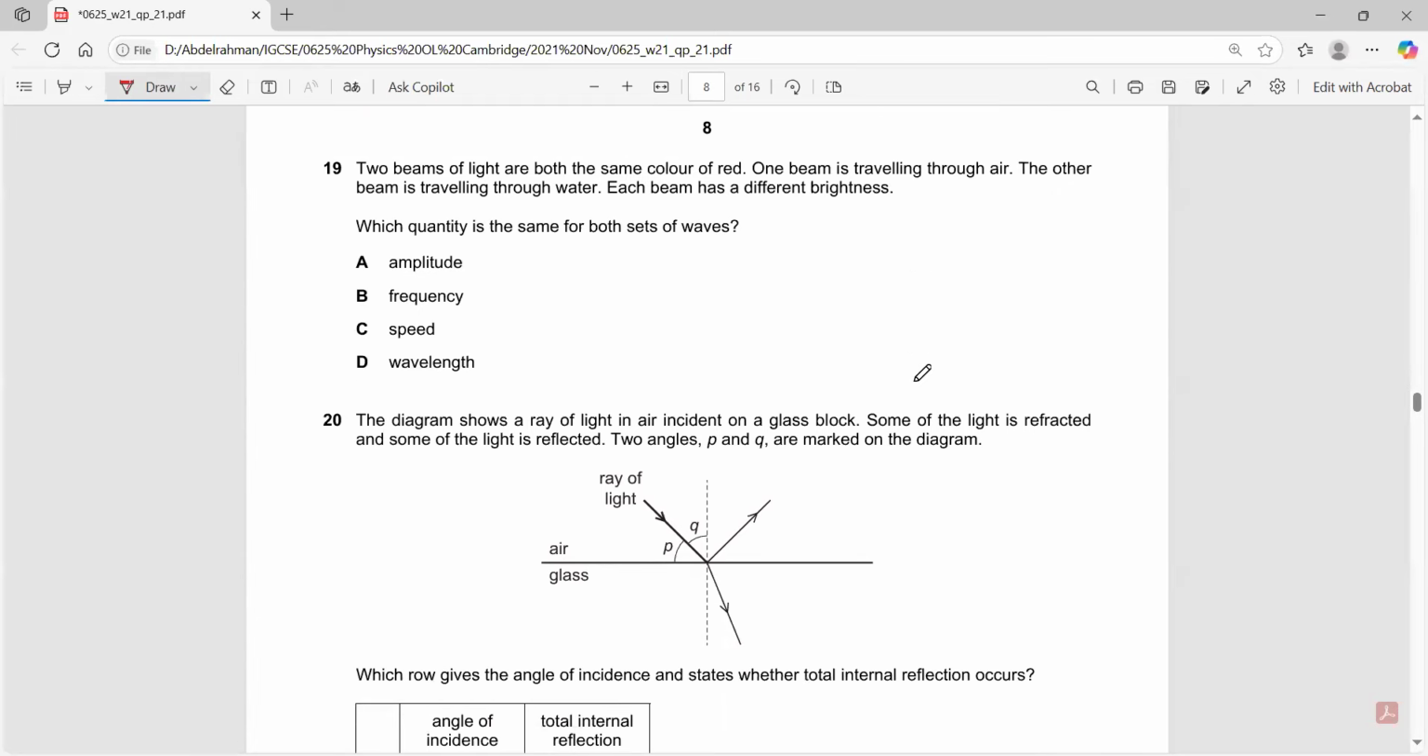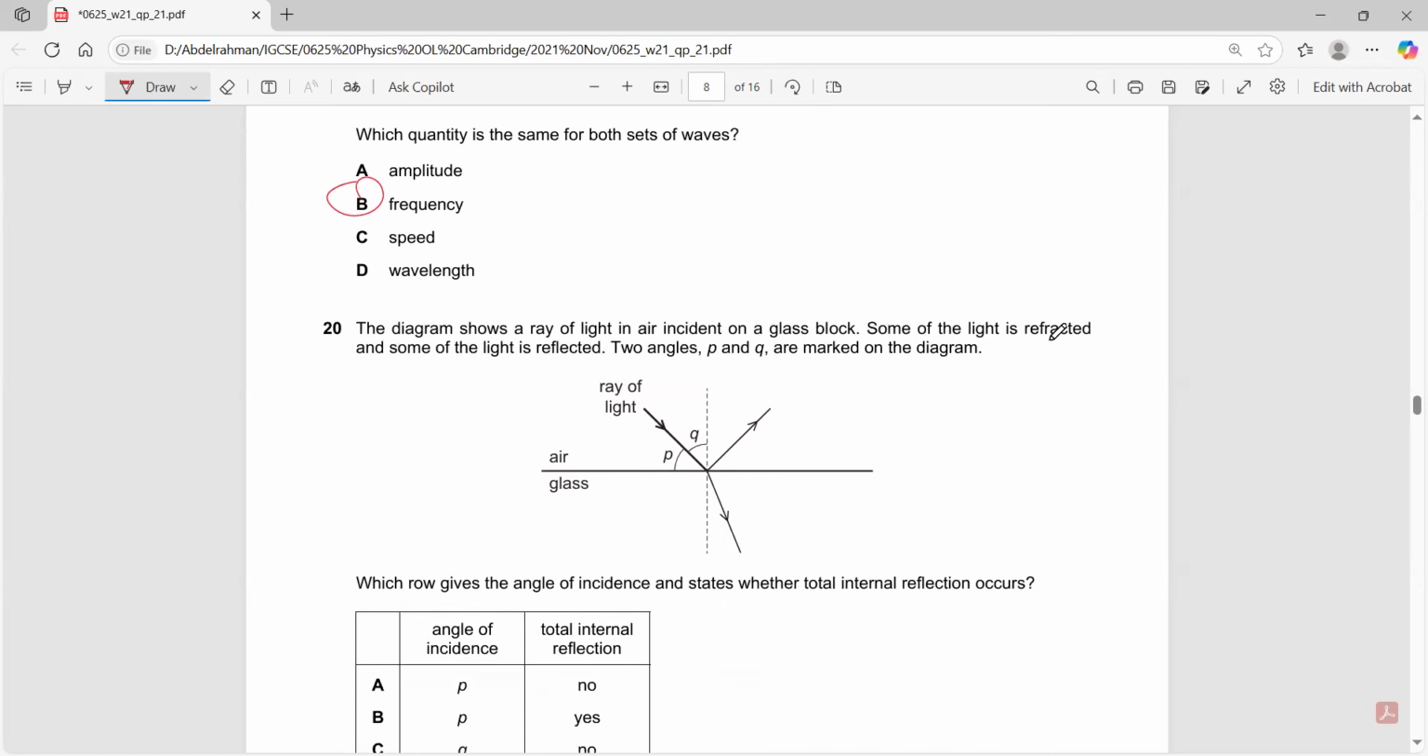Two beams of light are both the same color of red. One beam is traveling through air, the other beam is traveling through water. Each beam has a different brightness. Which quantity is the same for both sets of waves? Both sets of waves have the same frequency because they are the same wave.